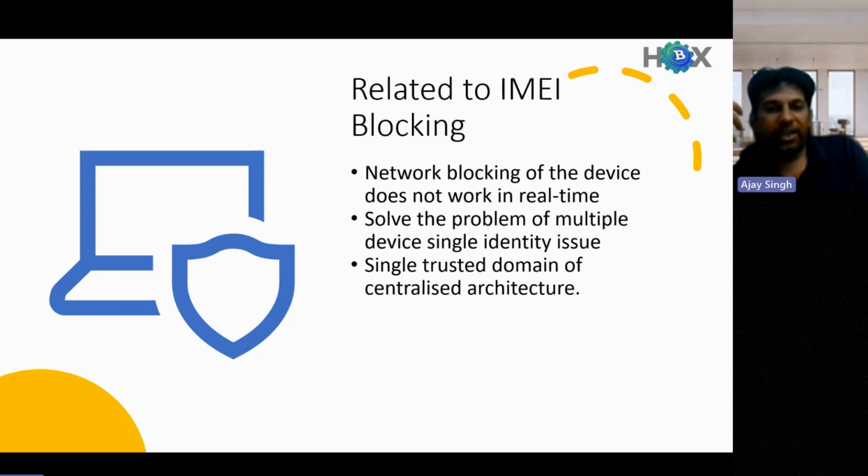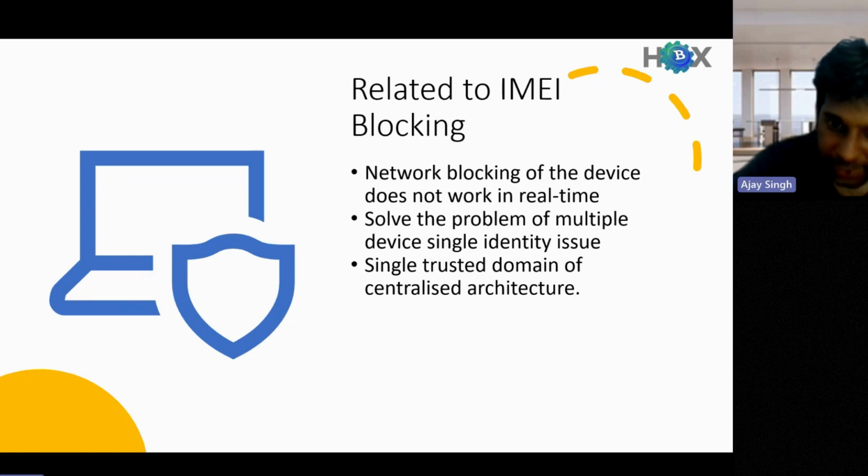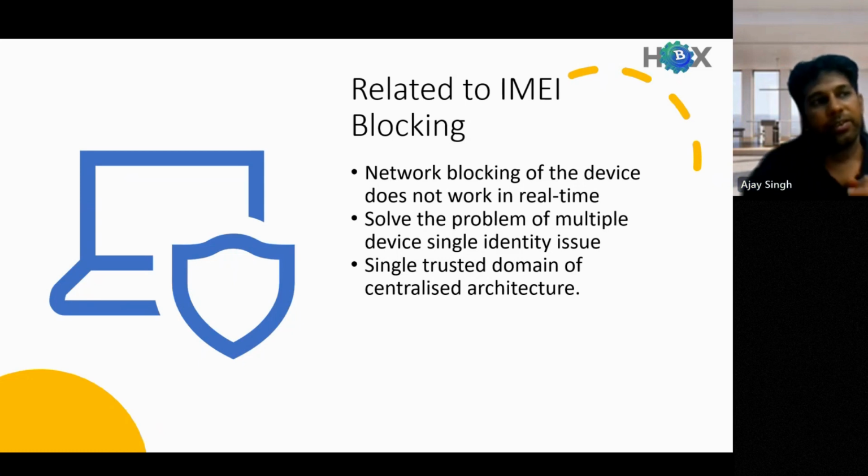Another very important problem is that whatever the current IMEI blocking system is, it is very centralized in nature. It has a centralized architecture in place. There is a single trust domain, that is CEIR. If that is compromised, there is nothing to safeguard. So again, I will take a pause here for 1 minute if anybody has questions around the problem statement and what challenges we have.